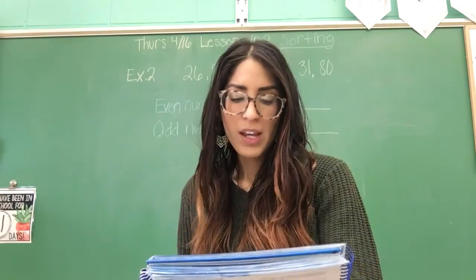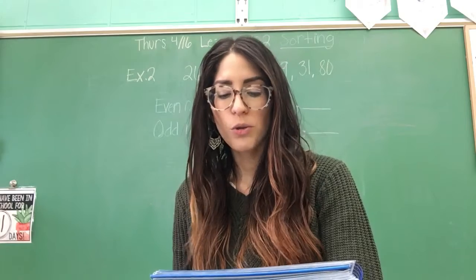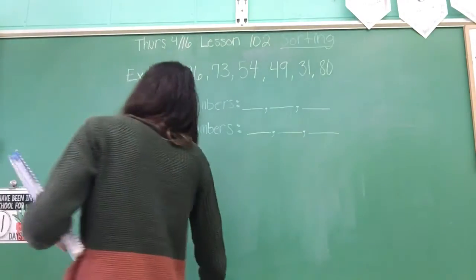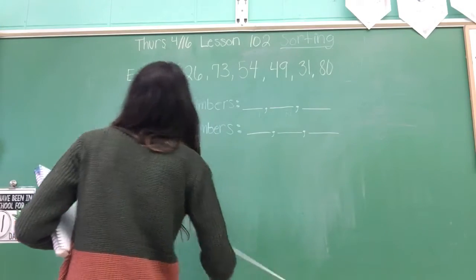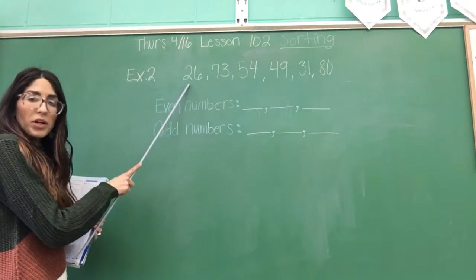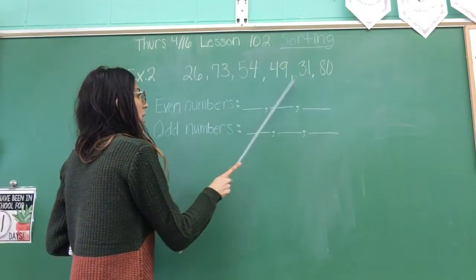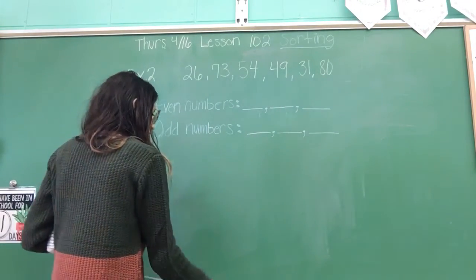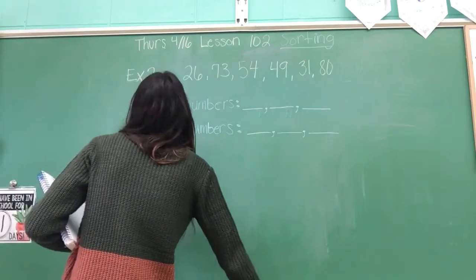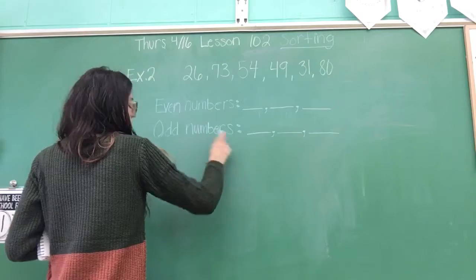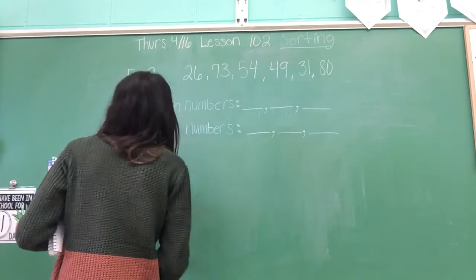Here we go. Sort the following numbers into 2 groups, even numbers and odd numbers. So this is on the board here. And we have the numbers 26, 73, 54, 49, 31, and 80. Those are all even and odd numbers. So we'll put the even numbers here and the odd numbers here. So let's go one by one.